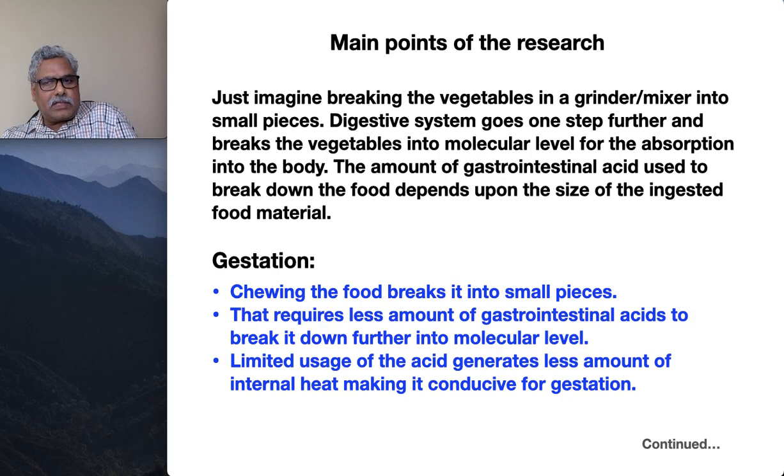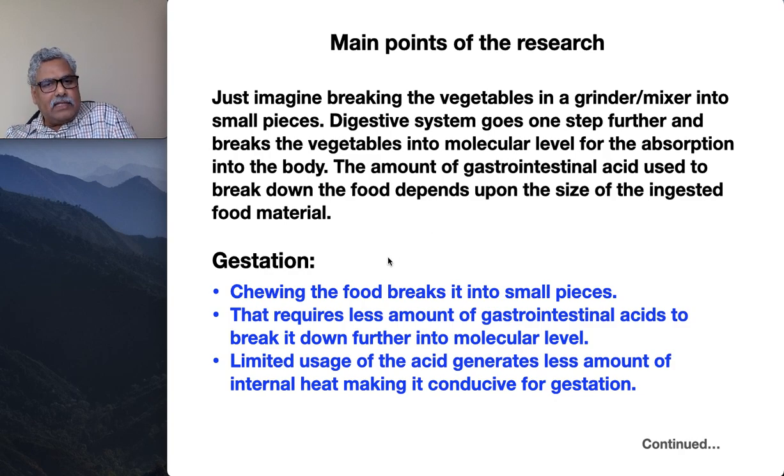The amount of gastrointestinal acid used to break down the food depends upon the size of the ingested food material. If an alligator eats a whole leg of some animal, it needs a lot of acid to break down that material to the molecular level to get absorbed into the body. In contrast, if a lion eats the same leg, it takes small chunks of meat, chews the food into small pieces, and then swallows. So when the lion breaks the same leg into pieces and crushes them, and the alligator takes it as a whole, these two scenarios are totally different. The alligator case requires more acid, and the lion case requires only a small amount of acid to break down that material further to the molecular level.